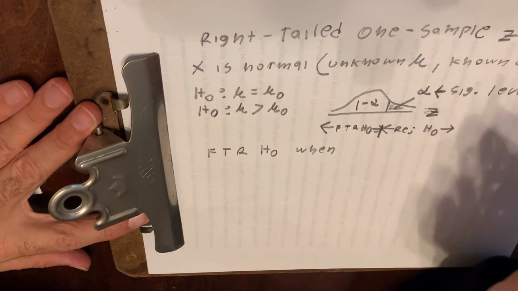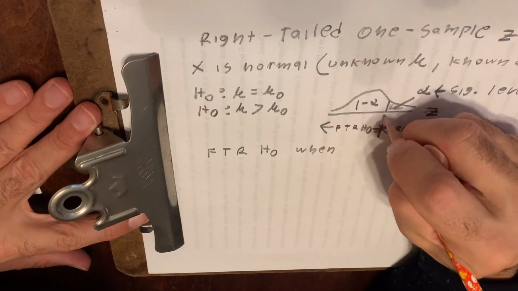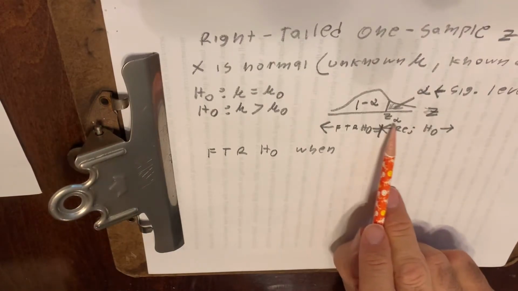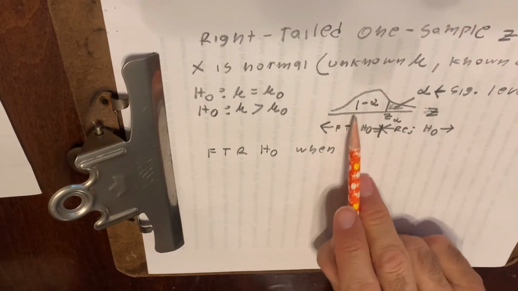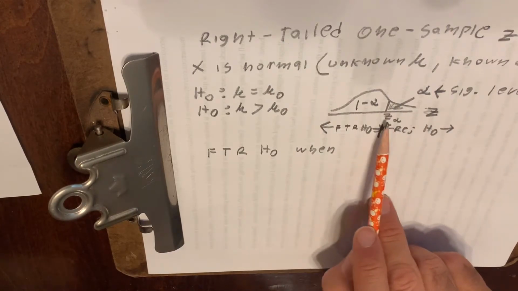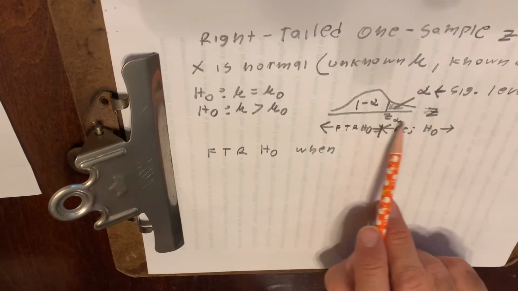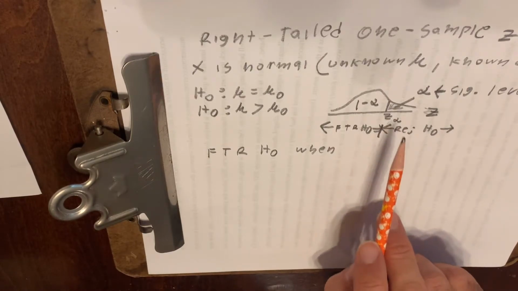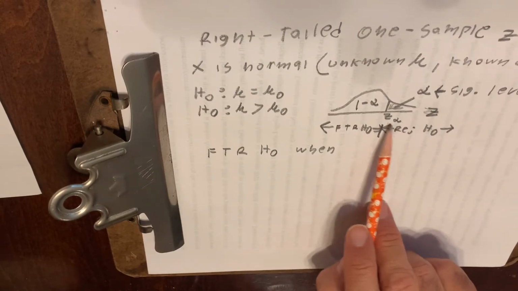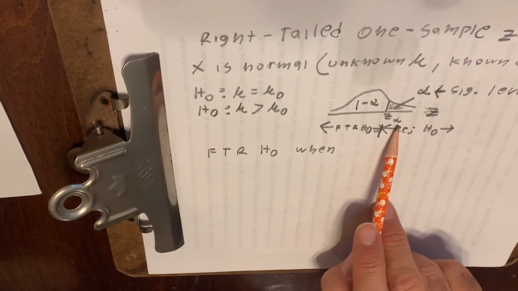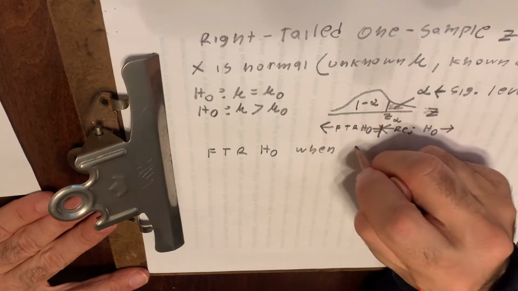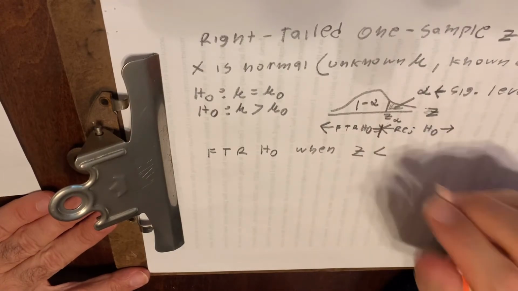And so what we do is we fail to reject the null hypothesis when, now here, this over here is z sub alpha. It's not alpha over 2. We're not dividing this into two tails. This is only a one-tail test. So this is positive z sub alpha. That's what this critical value is. So we reject the null when z is greater than or equal to z sub alpha, but we fail to reject the null when z is less than z sub alpha.